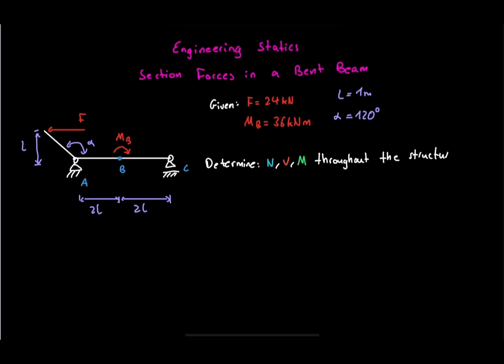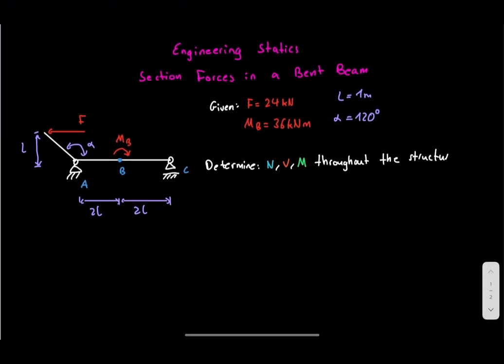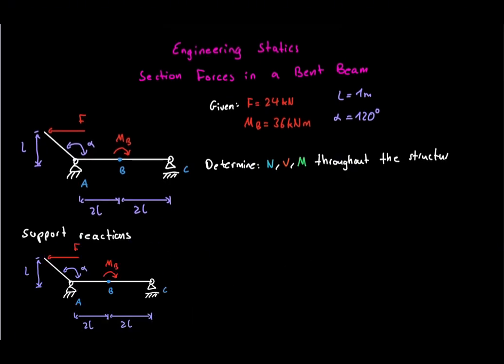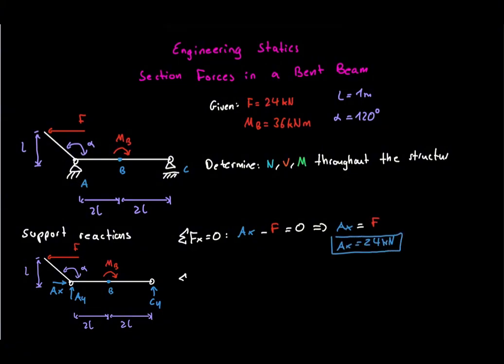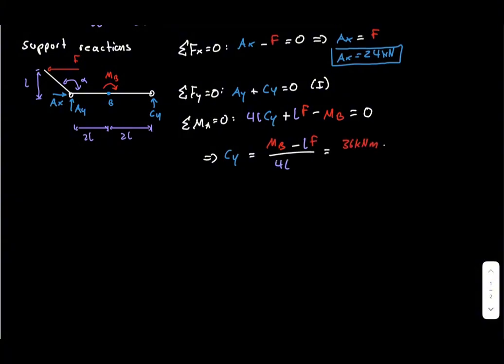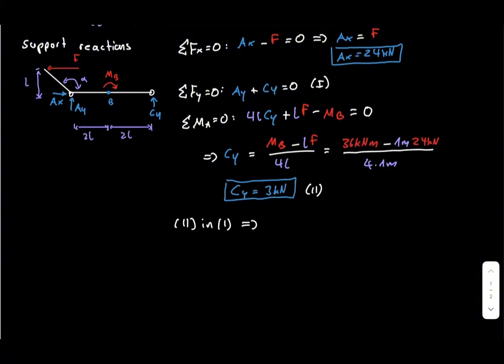We divide the structure into three regions: the inclined arm, the horizontal member between A and B, and the horizontal member between B and C. Before making any cuts, we calculate the support reactions. Horizontal equilibrium gives AX equal to 24 kilonewtons to the right. Vertical equilibrium gives AY plus CY equal to 0. Taking moments about A, counterclockwise positive, gives CY equals 3 kilonewtons upward and AY equals negative 3 kilonewtons. The negative result means the actual vertical reaction at A acts downward.